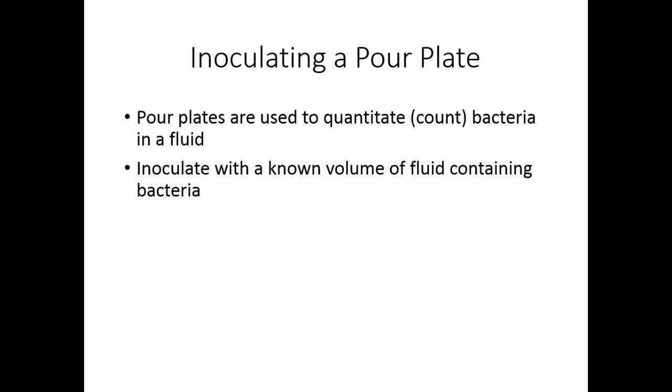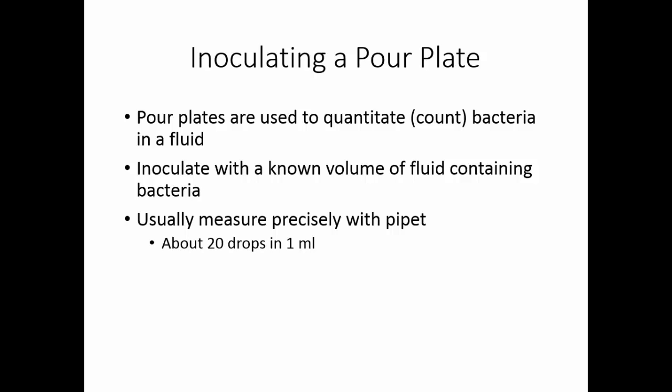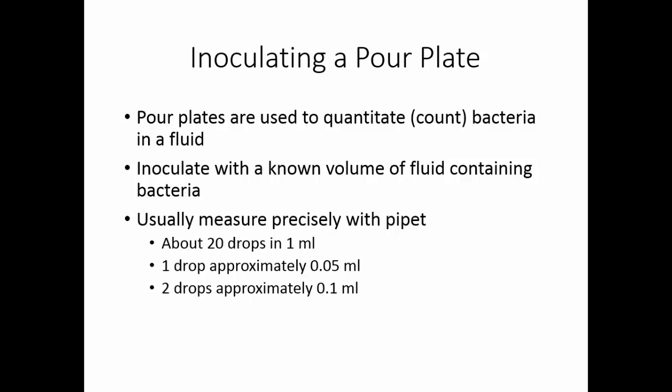Usually you inoculate a known volume of fluid containing bacteria. Typically, this is very precisely measured and dilutions are made very precisely. But we're going to use a less precise method today. We're going to use the drop method. There are about 20 drops in a milliliter. So one drop would be approximately 0.05 milliliters or 1/20th of a milliliter, and two drops would be 1/10 of a milliliter.